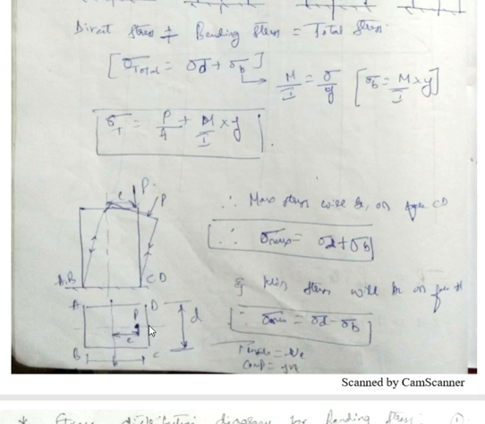Extreme fiber is either this rightmost fiber or the leftmost fiber, that will be b by 2. Total width is b, so from the neutral axis, the y axis, to the extreme fiber will become b by 2. Okay, so if eccentricity is with respect to the y axis, I need to take I by y.